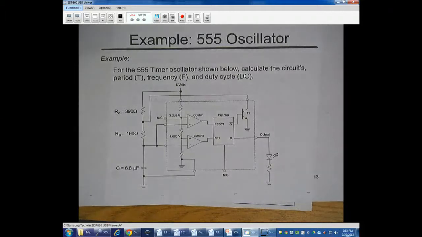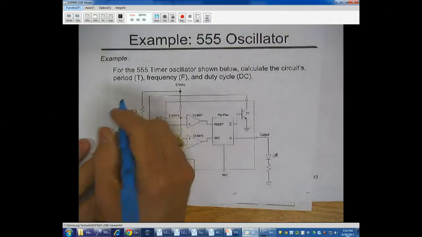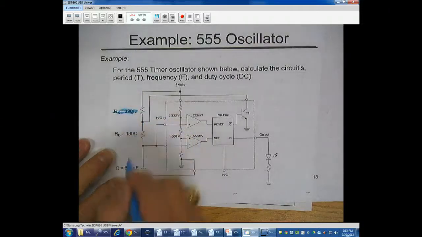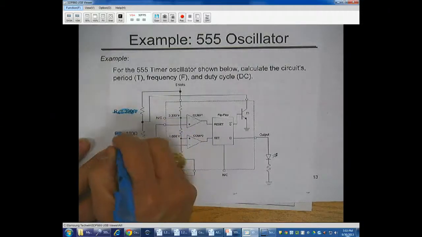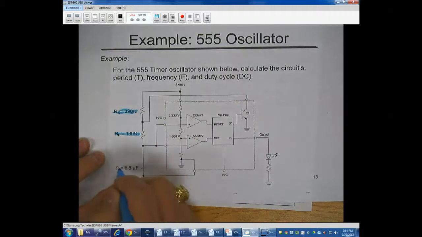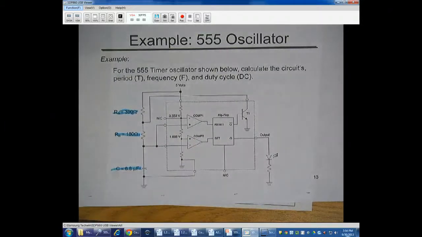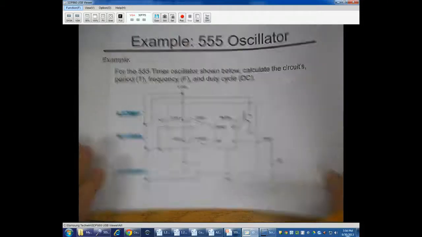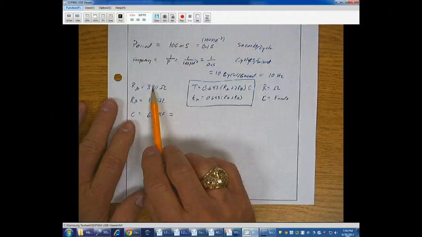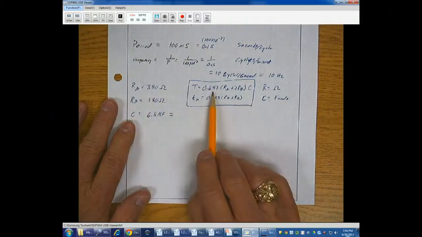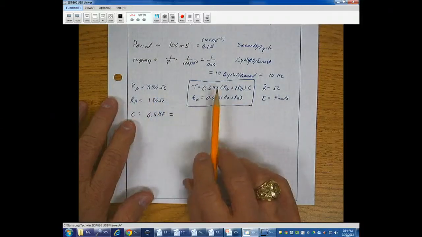What I have is a 555 timer where I'm giving you the resistors and the capacitor values. So I'm given this right here. R sub A is 390 ohms, R sub B is 180 ohms, and the capacitor is at 6.8 microfarads. And I want to calculate the period, the frequency, and finally the duty cycle. So I've kind of set this up. I have the values in here and I have the equations. These are the equations that you need.